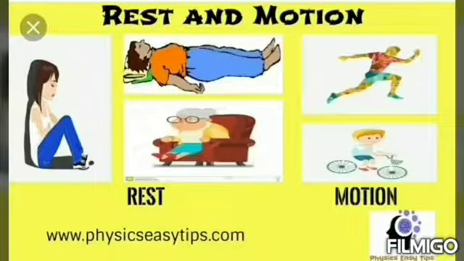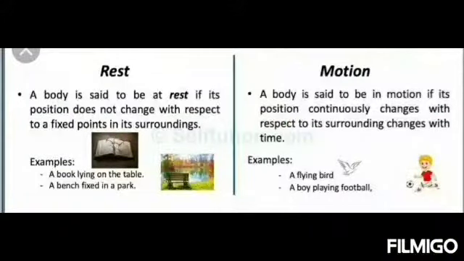Now students, look at this picture and identify which picture shows the state of motion and which shows the state of rest. Now we can see the definitions of rest as well as motion. First, rest: a body is said to be at rest if its position does not change with respect to a fixed point in its surroundings. Then motion: a body is said to be in motion if its position continuously changes with respect to its surroundings with time.